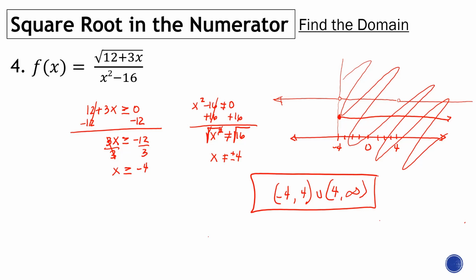There you go. So that's it for this topic, finding the domain of a rational function that has a square root in the numerator.